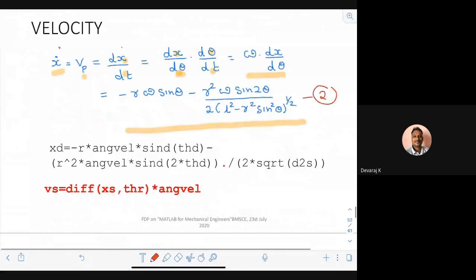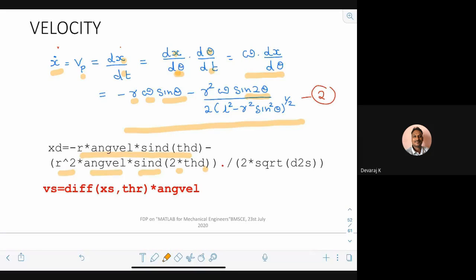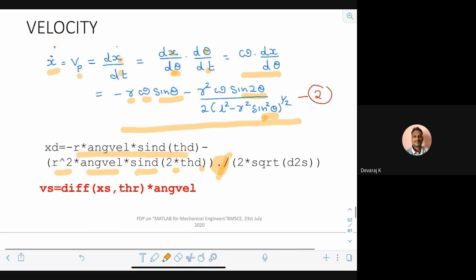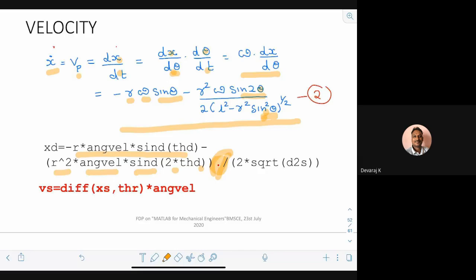R omega sin theta. I've called omega as angular velocity in the program. Minus r square. Remember, r is just a scalar quantity. Omega is angular velocity. Sin 2 theta. Divided by not a scalar. It is a vector here. Theta is coming here. That's also another vector. Therefore, a very important thing is this dot operator, right division. 2 square t d2s. You got that point? Because this is also a vector and this is also a vector, I need to use this dot operator.